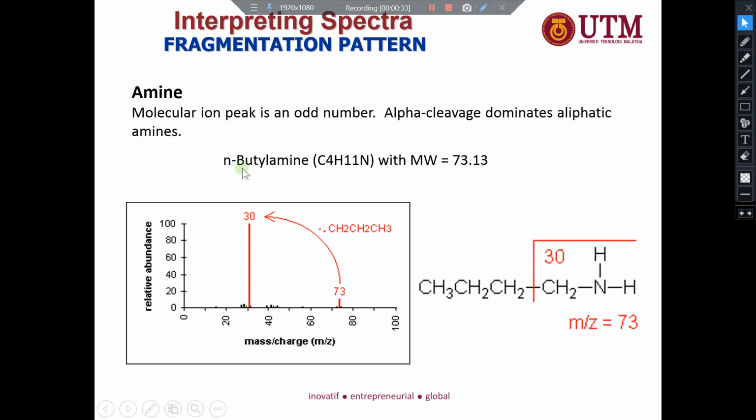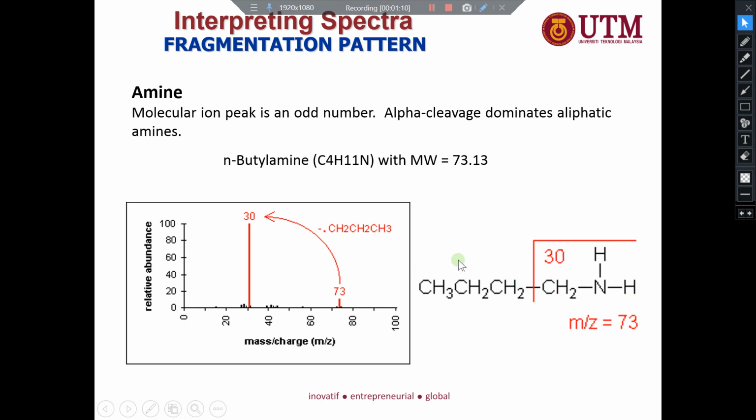Okay, and butylamine with molecular weight 73. Okay, alpha cleavage dominating aliphatic amines. Okay, the domination here is the aliphatic amine, which means that CH2 dia akan potong kat sini lah. Okay, the cleavage, fragmentation or cationic will occur mostly on the amine side, the aliphatic amine. Aliphatic amine is the carbon chain with the amine lah, dia akan potong dekat sini. So we have 30 lot here, we have the molecular mass as well.